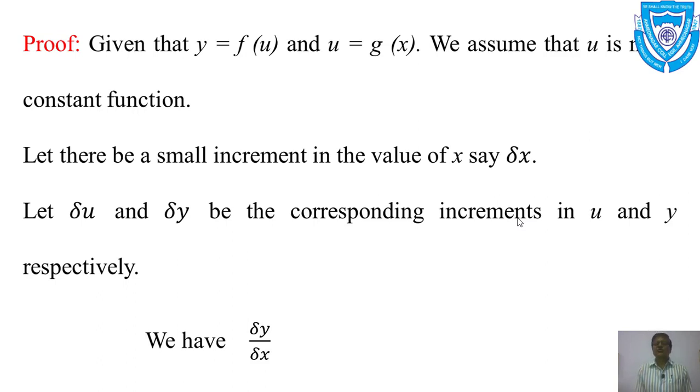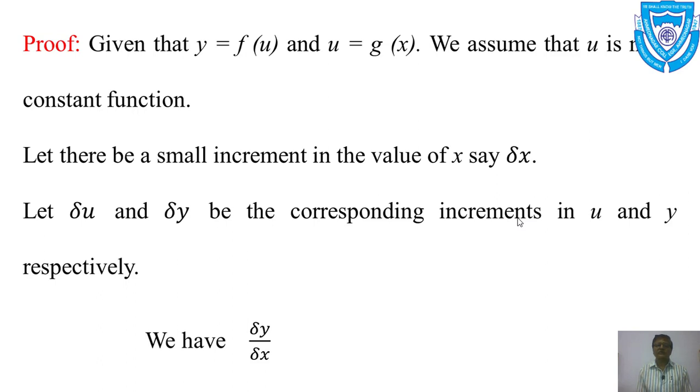Now as u is a function of x, when there is a change in x, automatically there will be a change in u. And y is a function of u. When u changes, y also changes. So let us denote the corresponding changes by delta u and delta y. Next line: let delta u and delta y be the corresponding increments in u and y respectively.